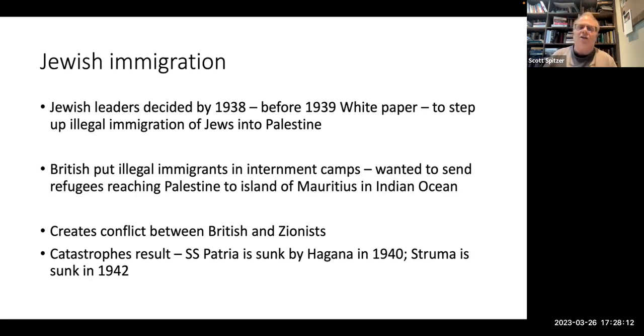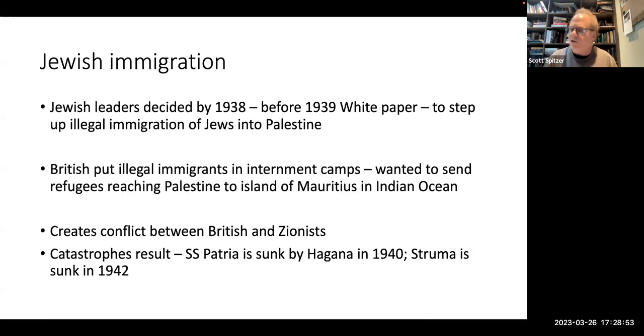Now, the British say, look, if you're going to come to Palestine illegally, violating our 1939 white paper, we're going to take you, we're going to put you in an internment camp. And the British basically decide all those refugees in these internment camps in Palestine, we're going to send them out to the Mauritius Islands in the Indian Ocean. They also say, let's stop the flow of refugees into Palestine, and they try to get Turkey to deny any ships coming through to get to Palestine.